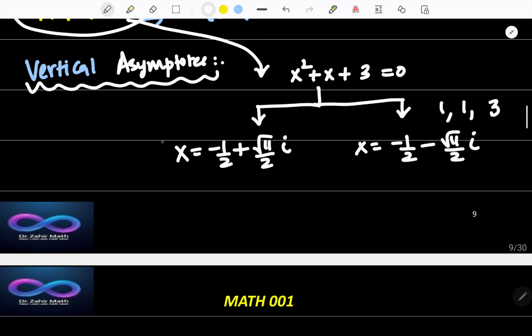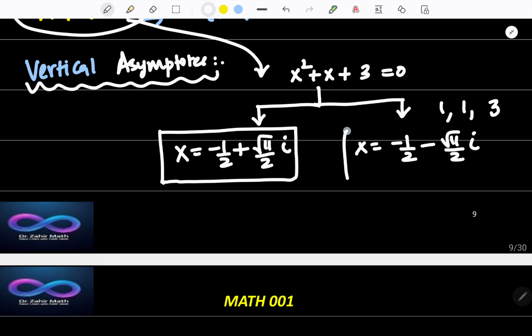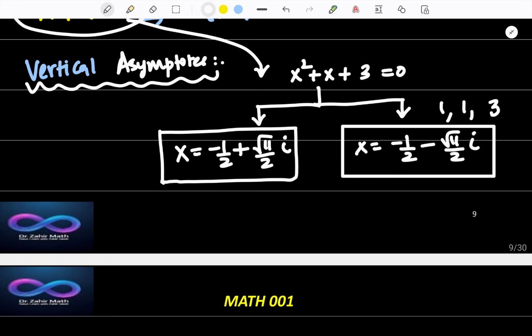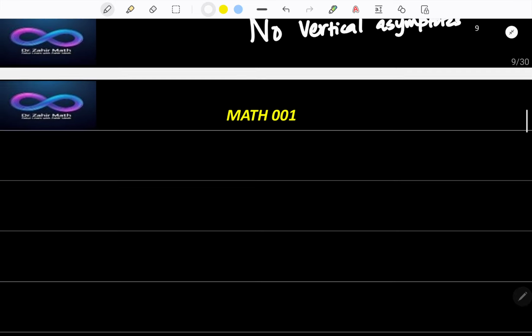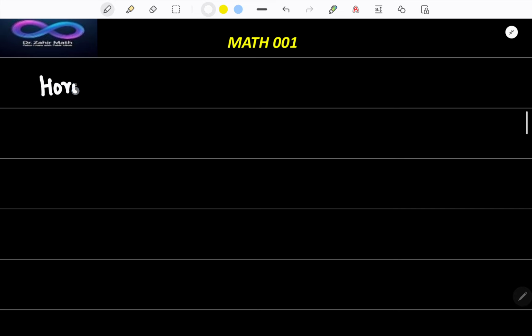Is it okay? Look at your answers. Your answers are not real. Clear, everybody? They are complex, and only real values give vertical asymptotes. Keep that in mind. So there are no real zeros, no real roots, whatever you call it. So the answer is no vertical asymptotes. Let's go for the next one, horizontal.